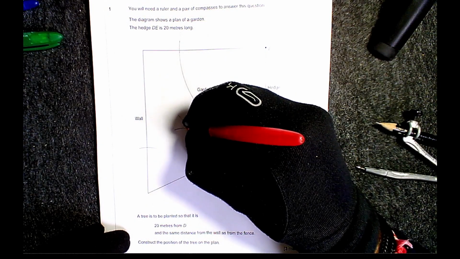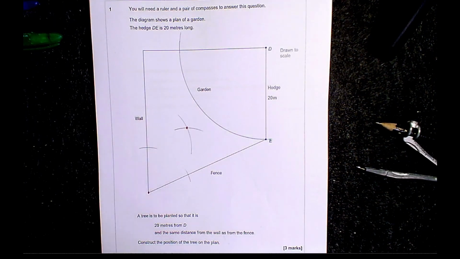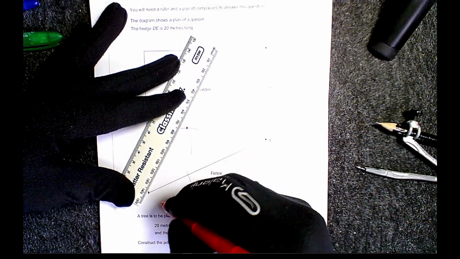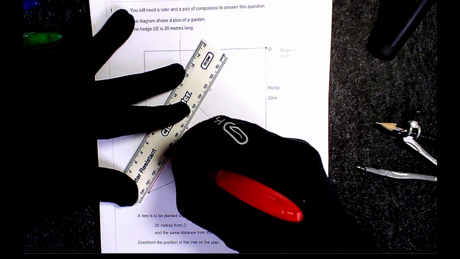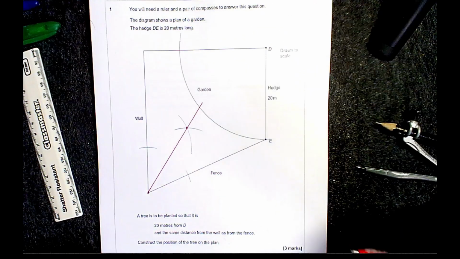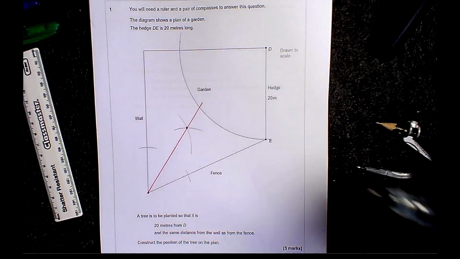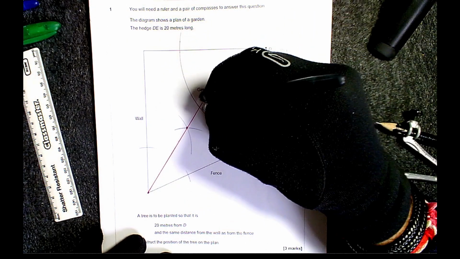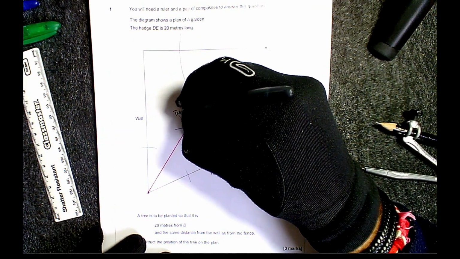Now what I'm going to do is put a little dot on the intersection point and a dot in the corner of the wall and the fence, and then with a ruler you want to draw a line through those two points, and that is your angle bisector, which is also a line equidistant from the wall and the fence. Now where the tree is to be planted is where the arc from D joins that line you've just drawn, which is here. So I'm going to put a little dot there, and that's where the tree is to be planted.